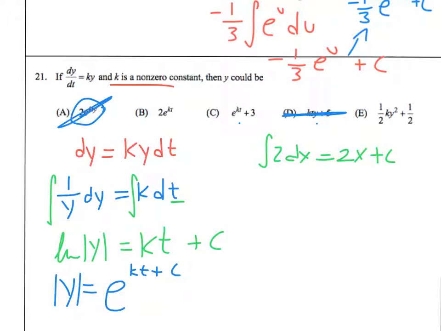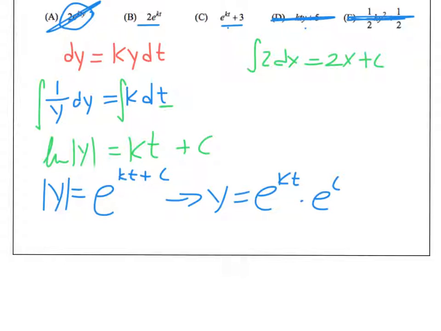That one doesn't look anything like that. That one doesn't look anything like that either. So what we've got to figure out is how we can get to an answer that looks like one of these two. And the way we're going to do that is with exponent rules. I also notice both of these are the positive, so I can kind of forget about my absolute value for now. I could rewrite this as e to the kt times e to the c. And I can do that because of exponent rules.